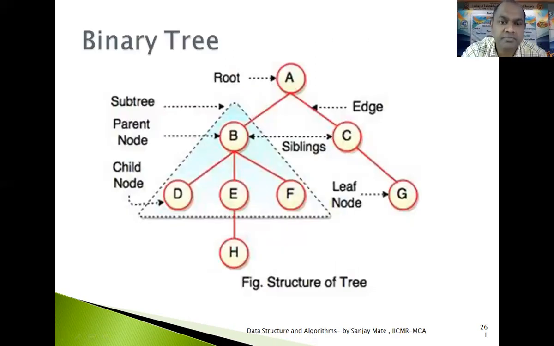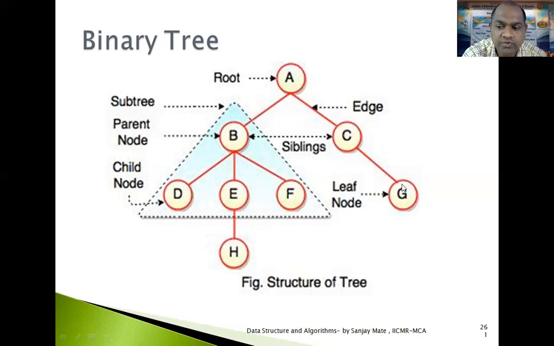So these are some nomenclature we should know whenever we are using the binary tree. A is called the root of the tree. B and C both are siblings. This is the connector which connects two nodes, and it is called an edge.